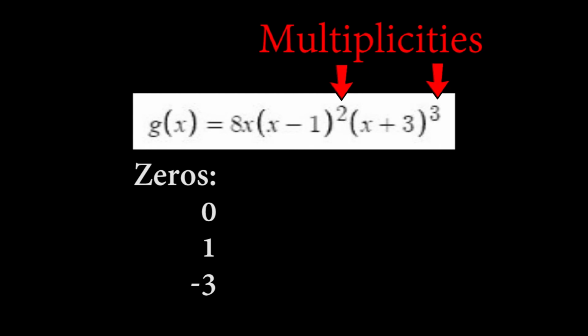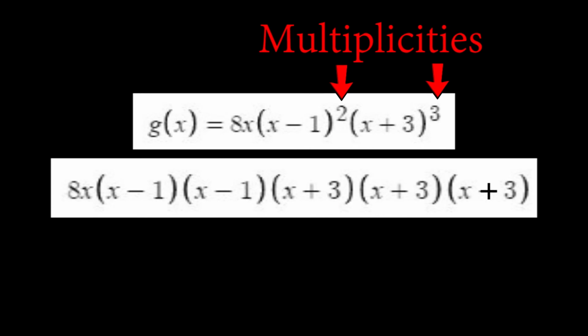Now let's look at the powers. Look how I have an x minus 1 squared and an x plus 3 cubed. Do those powers mean anything? Well, that's where we get the term multiplicities. So yes, they are very important because I can rewrite this function, 8x times x minus 1 squared times x plus 3 cubed, as 8x times x minus 1 times x minus 1 times x plus 3 times x plus 3 times x plus 3. So as we see here, I don't just run into 1 as being a zero once, I run into it twice. Also at -3, I don't run into -3 once, I run into it 3 times, as -3 will fit into each of these parentheses.